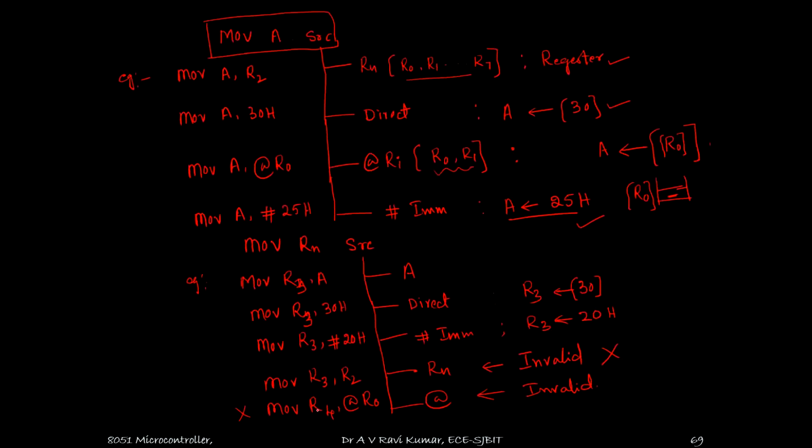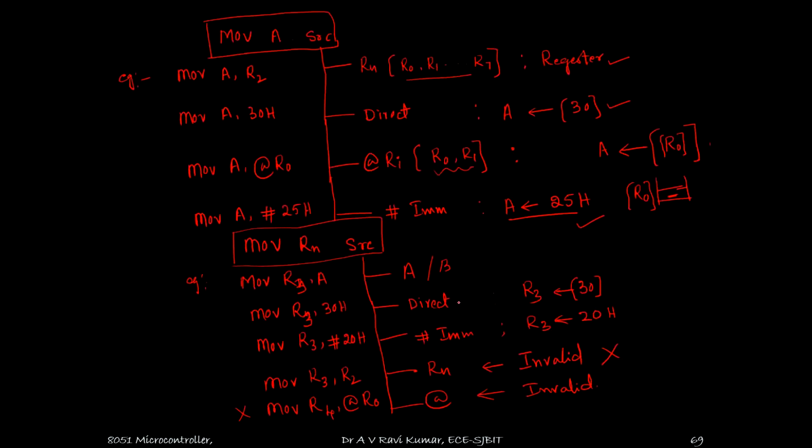So I'm repeating once again. This is one instruction, MOV A, source. The source can be any addressing mode. Another instruction format we have is MOV with the destination as an Rn register. The source can be the accumulator or the B register. Let me take B also.